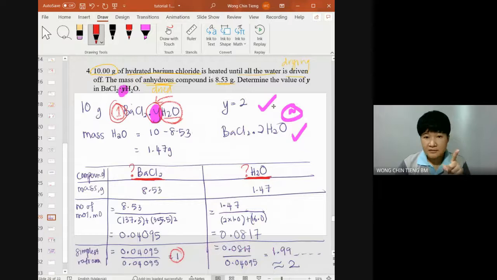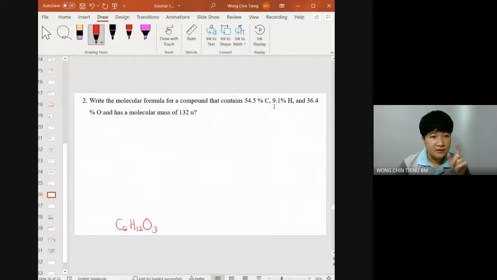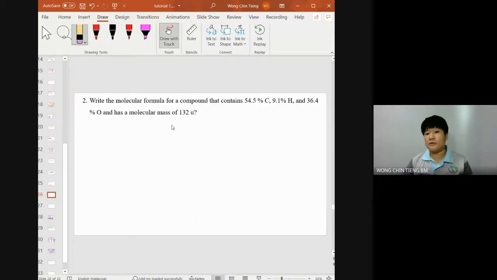I want one last thing before we finish. I want to look at question 2, it's easy. Just because we haven't done the molecular mass question yet, so we want to go through a bit about molecular mass. The question is very, very simple. The question gives you the percentage straight away. If this kind of question appears in the final, it is a bonus.